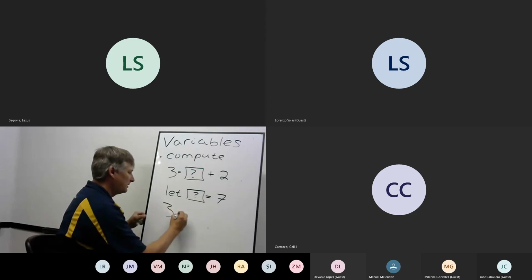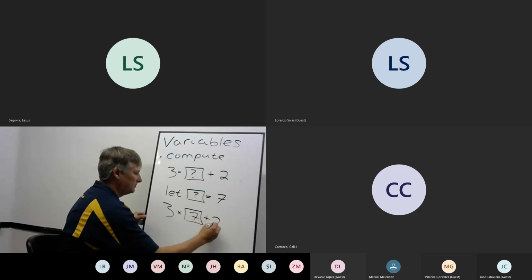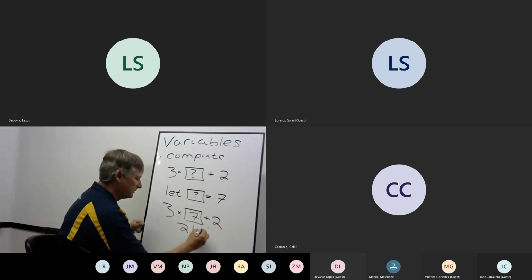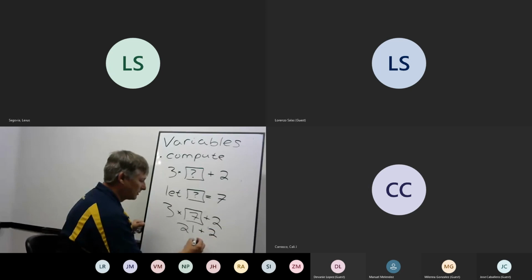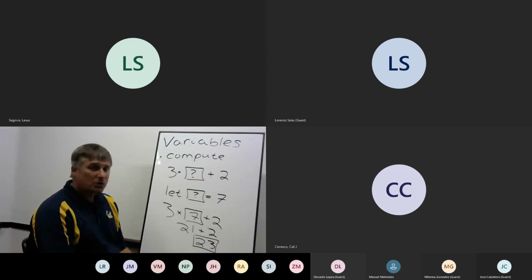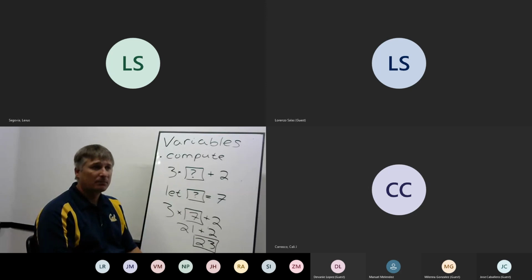We get 3 times 7 plus 2. Multiplication before addition, we'll get 21 plus 2, or 23. So we couldn't do the computation until someone told us what the variable was.